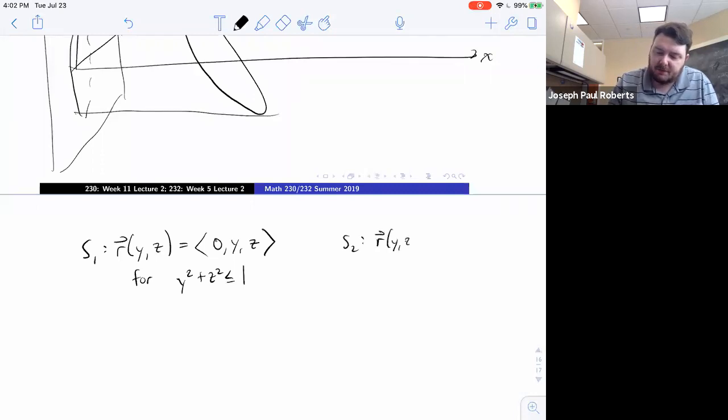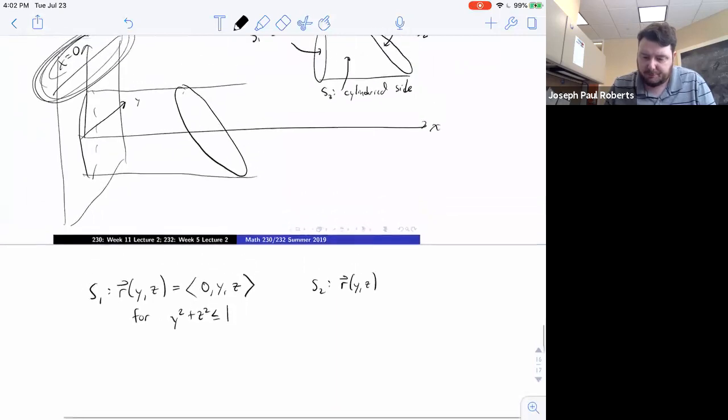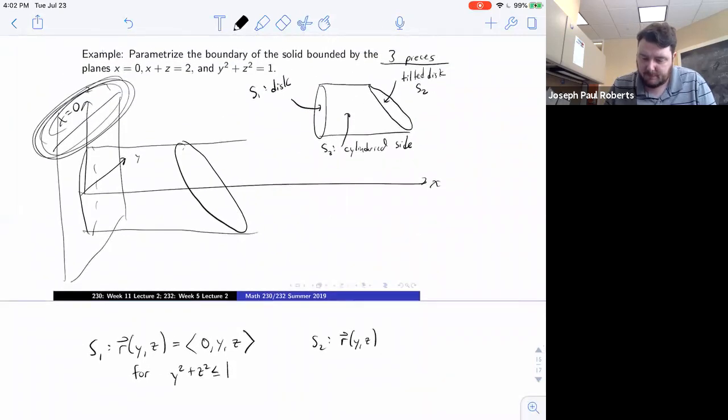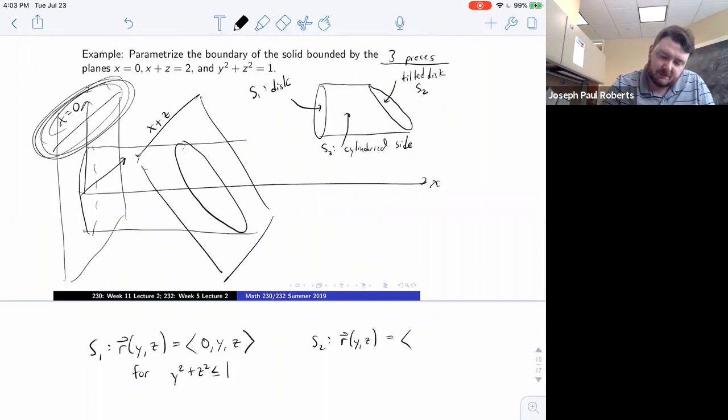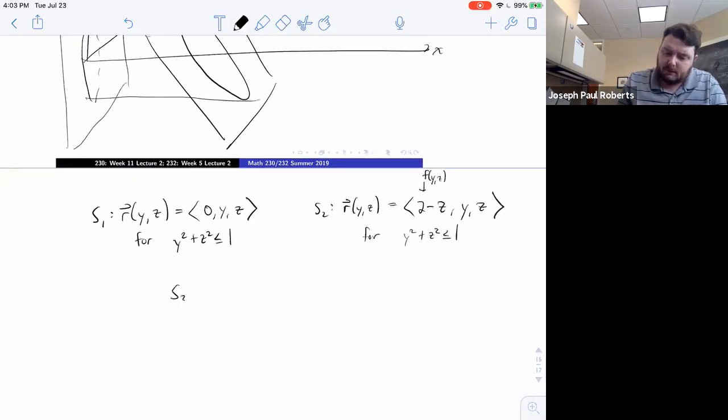We could do the same kind of thing for S2. For S2, we get something a little bit more interesting. This tilted disk lives in the plane x plus z equals 2. So x is 2 minus z, our equation for x in terms of y and z, and it's going to be for the same y and z values. And then finally, S3 is the trickiest one. That's why I saved it for last.